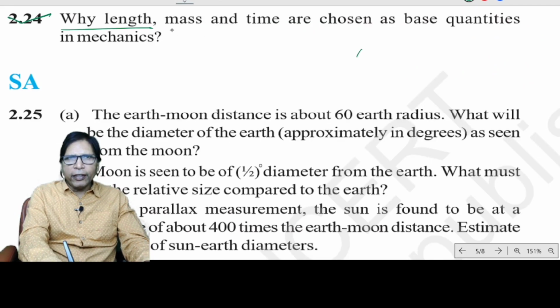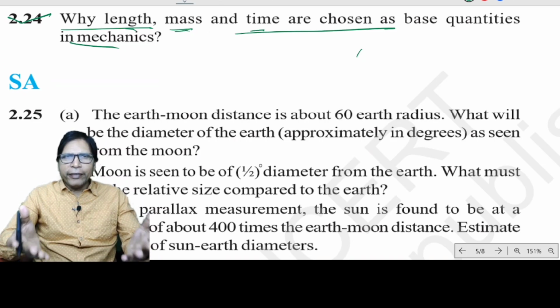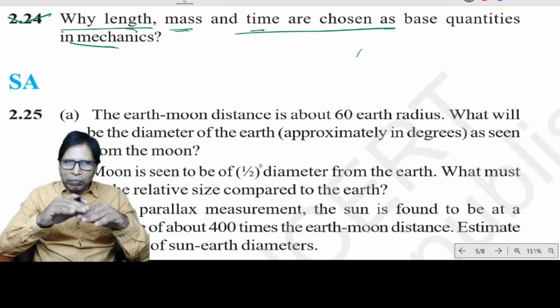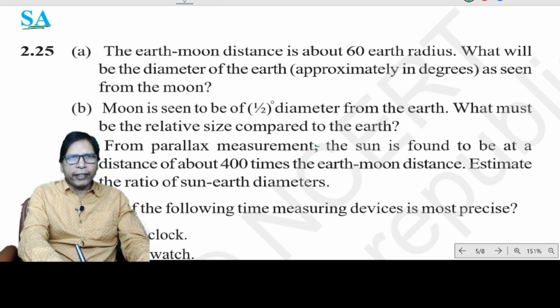Now 2.24. Why are length, mass and time chosen as the base physical quantities in mechanics? As length, mass and time are independent of each other, that is why they are taken as the fundamental or base physical quantities. Okay. Now essay, that is short answer type question.